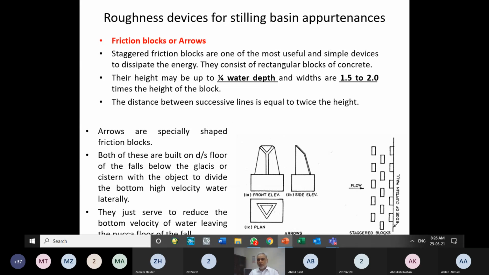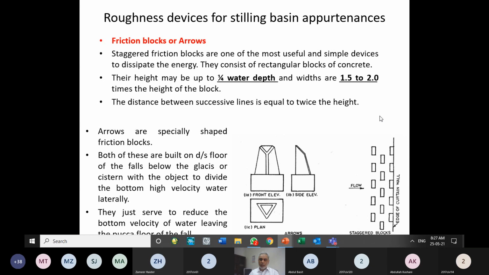Staggered friction blocks are one of the most useful and simple devices to dissipate the energy. Usually their height is a quarter of the water depth, and the width is usually provided 1.5 to 2 times the height. So if 2 times the height is provided, the width is about half of the water depth. If 1 meter water depth is present, then a 0.25 meter height of block should be there.